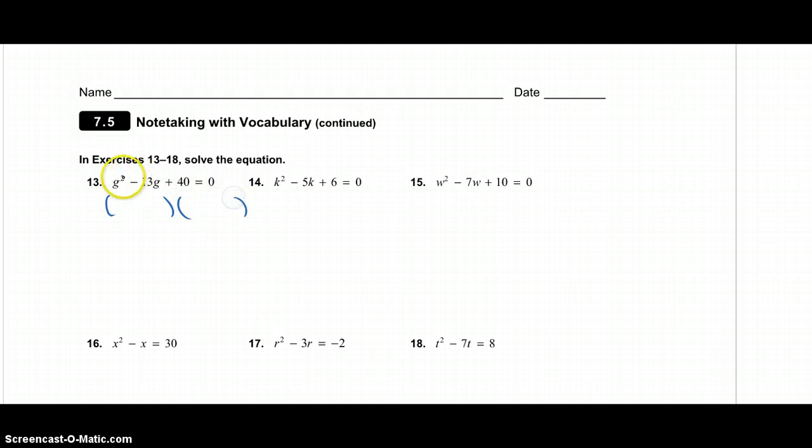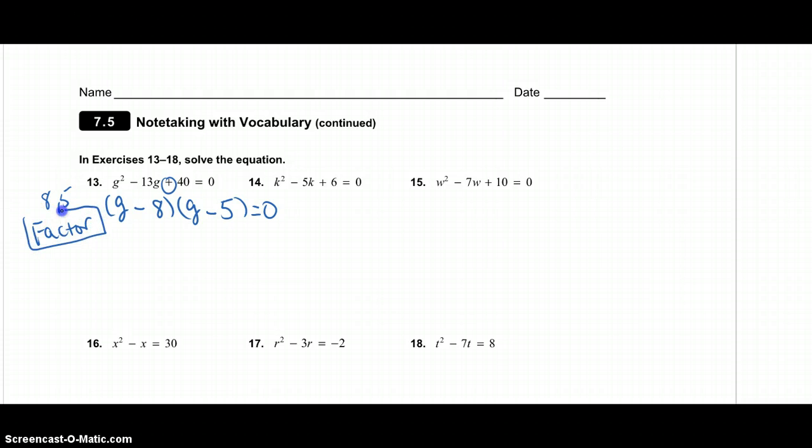So 2 parentheses, I see g squared, which is g times g. I see that there's a 40. We have some options. One of those options is 8 and 5, which adds up to 13. So that's the option we will use. I see that we have a positive 40, which means both of these are positive, or both of these are negative. Since we need to add up to negative 13, they'll both be negative. So now all we've done so far is factor.